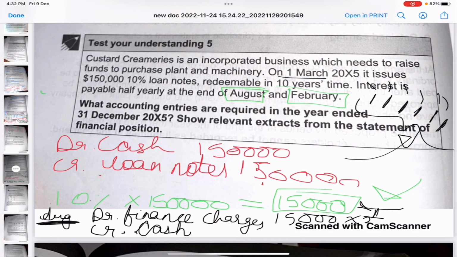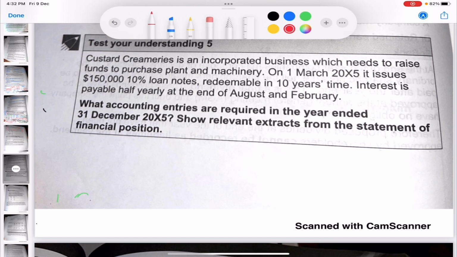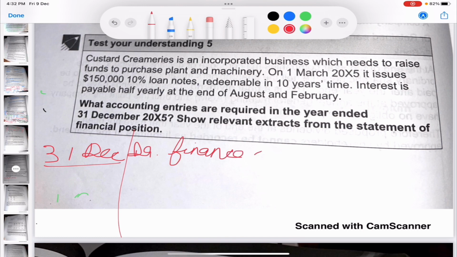Next. Payable half yearly at the end of August and February. So every August and every February you keep paying. But you are making the books for December 2005. So what will you write in the books? Think about it. Till August you have already recorded it in the August journal entry, debit finance charges and credit cash. So for 6 months you already paid. After that, 6 months are again left.